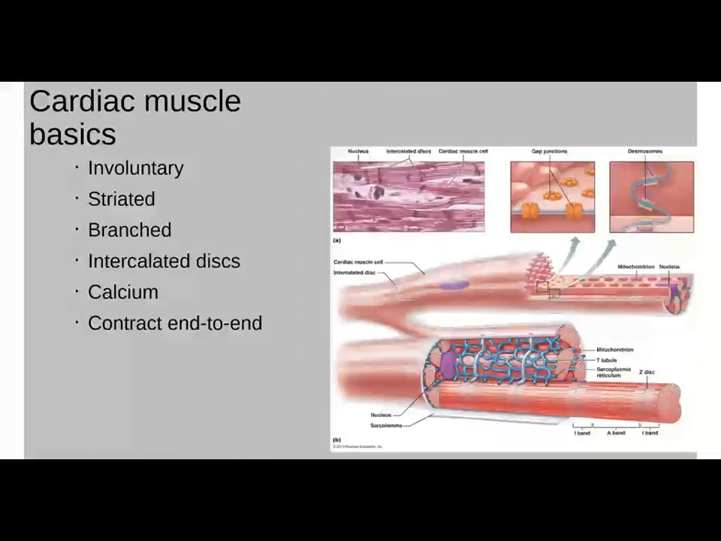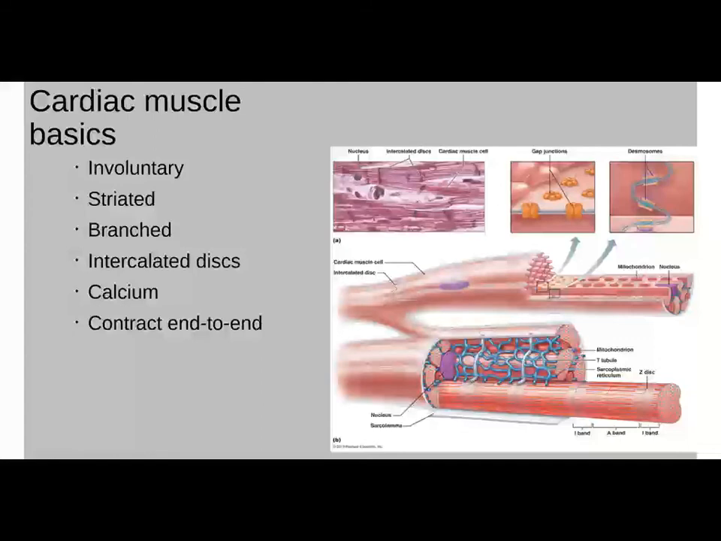Now, cardiac muscle kind of has a little bit of the same properties as skeletal muscle and a few of the same properties as smooth muscle. Again, we're not going to talk about this very much, but it will come up next semester in Bio 139 where you actually study cardiac muscle in depth. Cardiac muscle is involuntary, just like smooth muscle. We don't think about it contracting. It contracts without our conscious input.